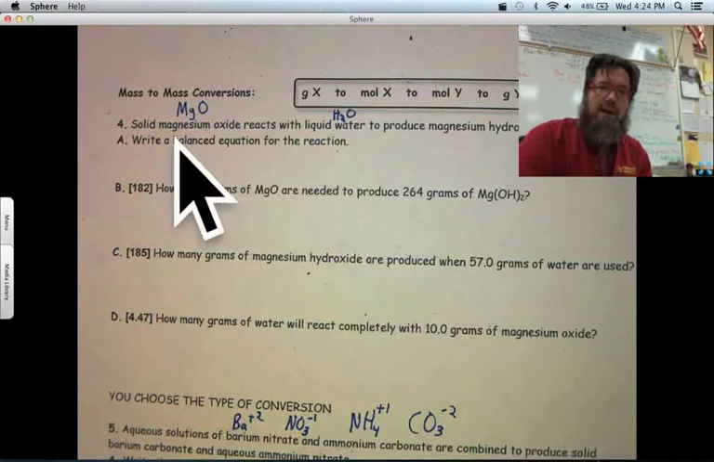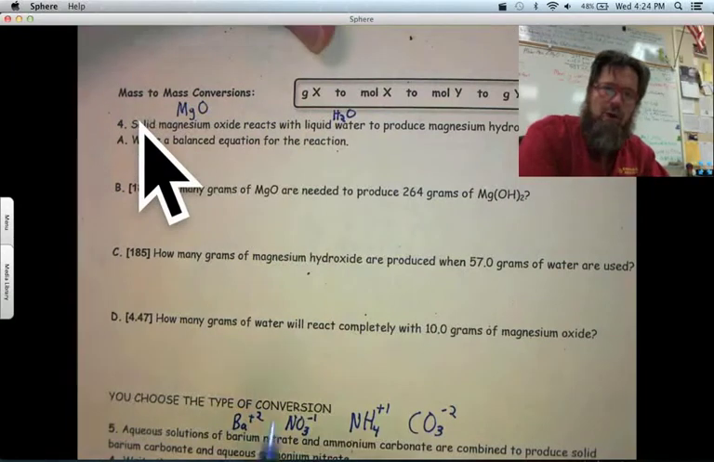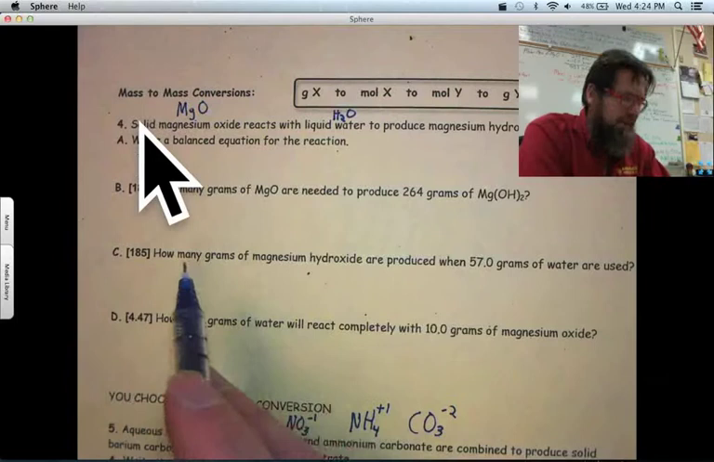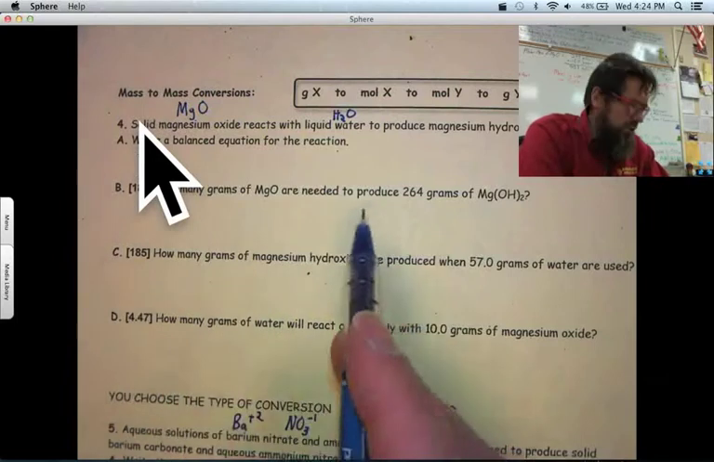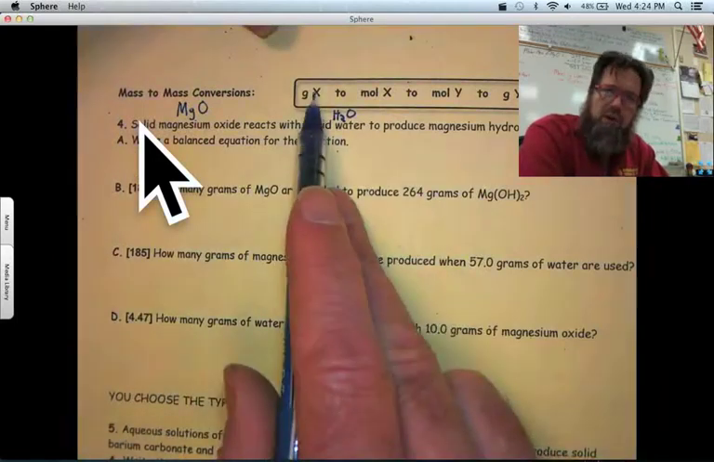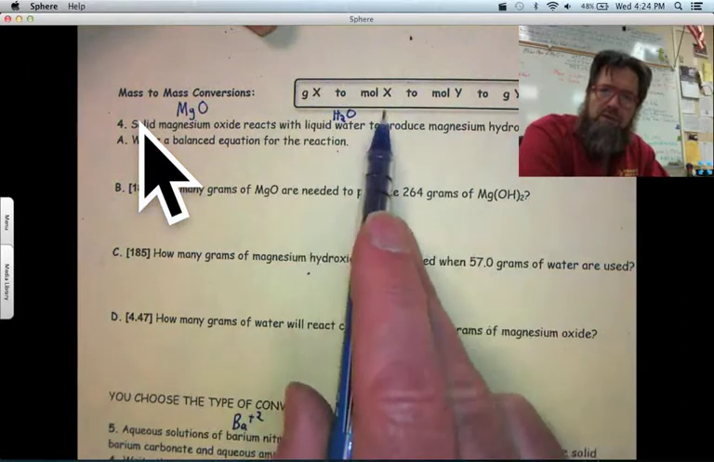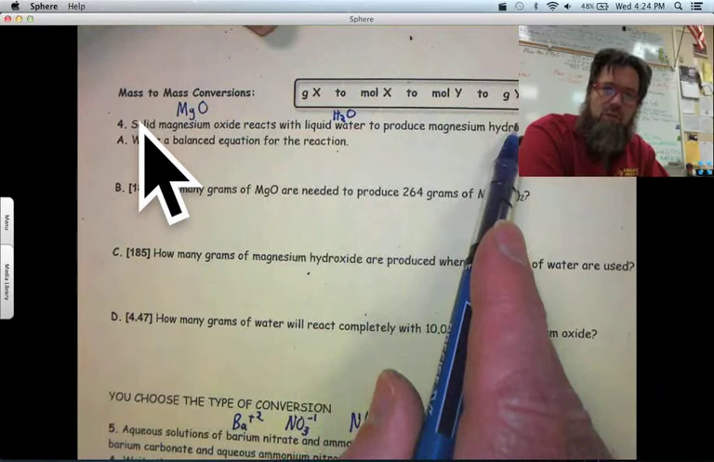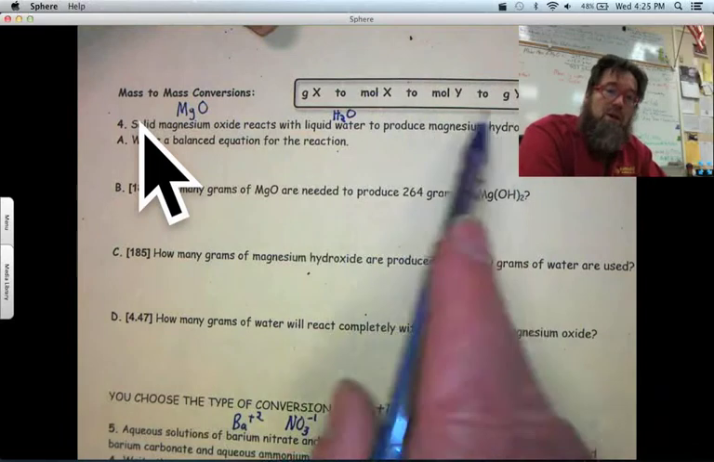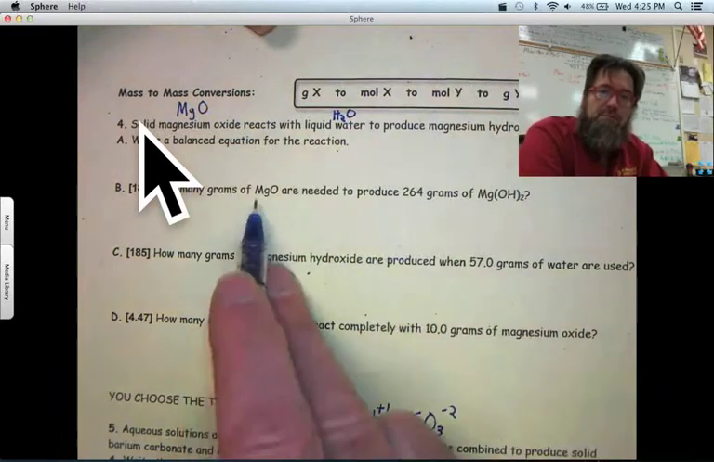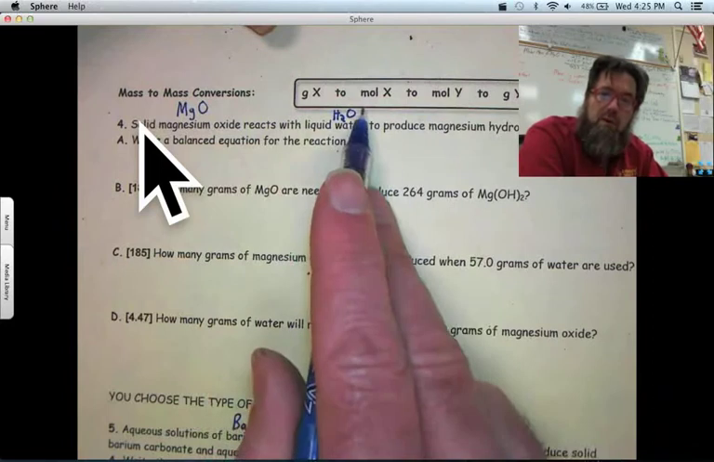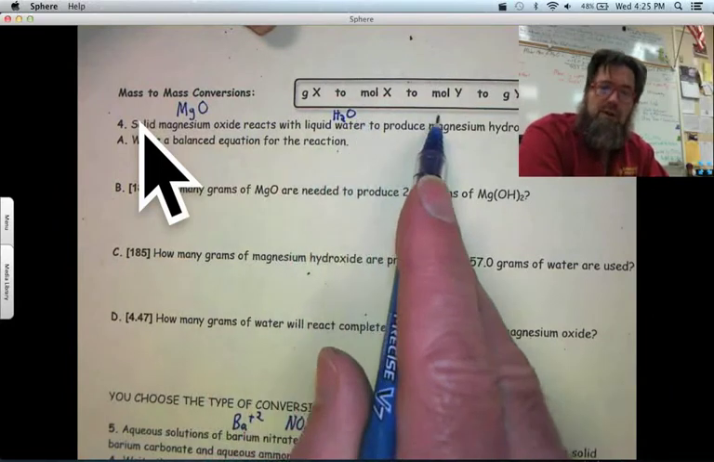All right, question number 4 on the back of the basic stoichiometry worksheet. Here you see we've got our framework, grams to moles to moles to grams, or grams of X to moles of X to moles of Y to grams of Y. And we are going to do some of those problems. But to go from moles of one thing to moles of another, we need the balanced chemical equation.